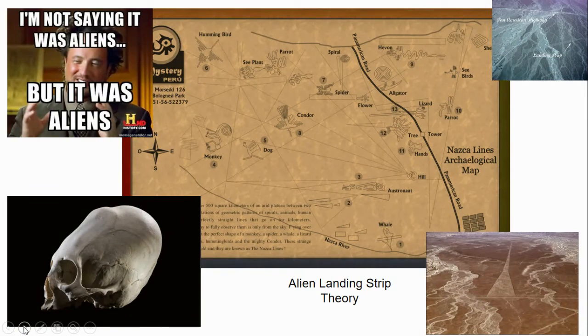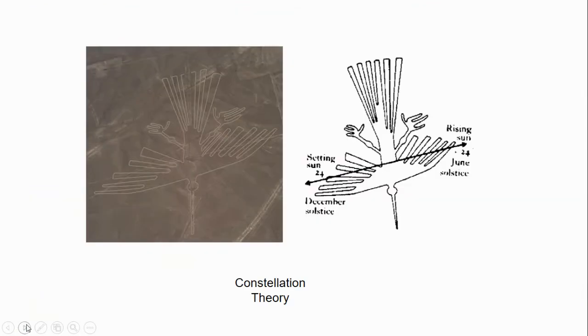Theory number 2, it might have something to do with constellations, that maybe these are, like, say, the Cygnus, the swan. And it's possible that these lines in the desert correspond with certain celestial patterns, kind of the way that we think about Stonehenge now as being like a calendar. Maybe this is an elaborate calendar system. Possible.